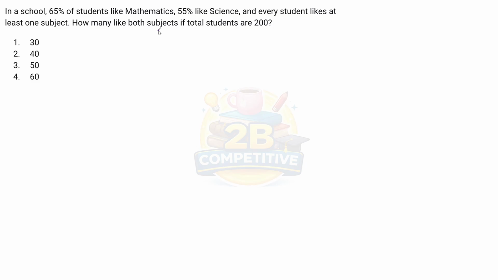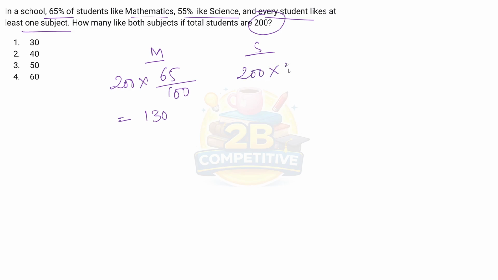Next is saying, in a school, 65% of students like math, 55% like science, and every student likes at least one subject. So that means this is a Venn diagram type of question. So math, 65% of what? Okay, so total students is 200. So math is 65% of 200, that is 130. Science 55%, that is 110. And total students is 200. So how many like both subjects?